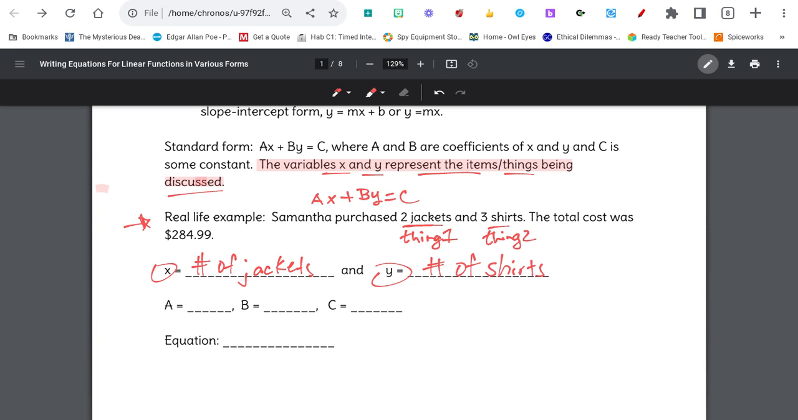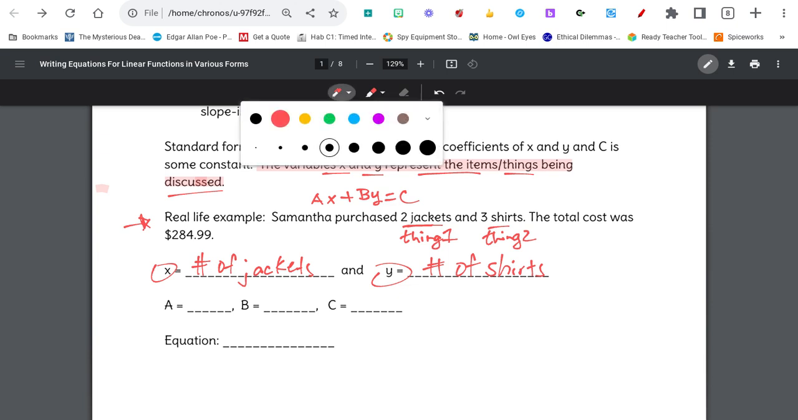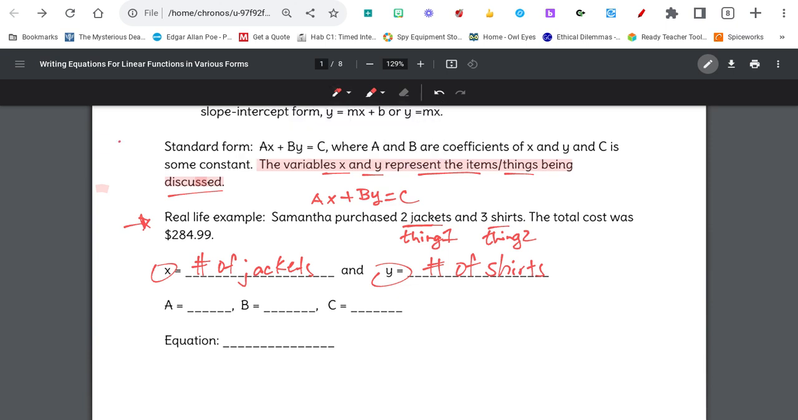All right, so A acts as the coefficient. Let's see what A acts as the coefficient of. So I'm going to go back to my equation. A acts as the coefficient for X. So if X represents the number of jackets, let's go back up here and find jackets. So if X is jackets, how many jackets did she purchase? She purchased 2. So you just put 2. 2 would be your coefficient for X.